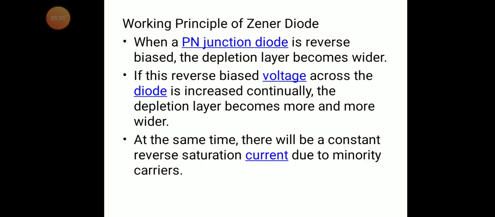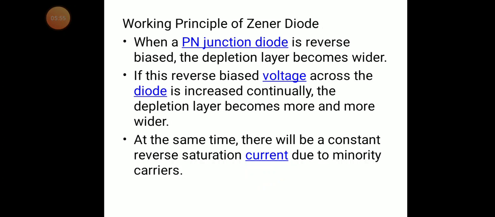Now let's see what the working principle of the Zener diode is. How does it work? In the meanwhile, we will discuss how it is formed. Already we mentioned that a highly doped PN junction diode is called a Zener diode.